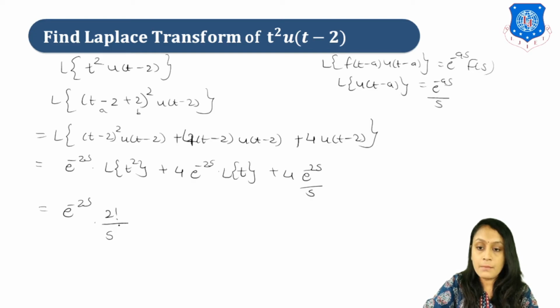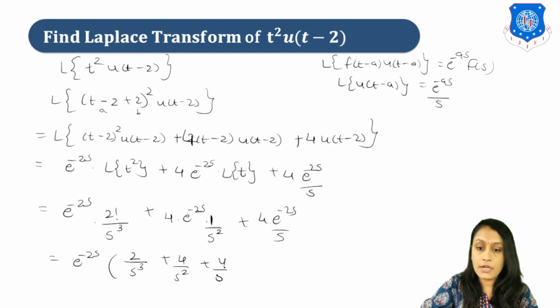2 factorial upon s cube. Plus 4 e raised to minus 2s. Laplace transform of t is 1 upon s square. And here 4 e raised to minus 2s upon s. If you want to simplify, you can take this e raised to minus 2s common. So 2 upon s cube plus 4 upon s square plus 4 upon s. So this is the final answer.